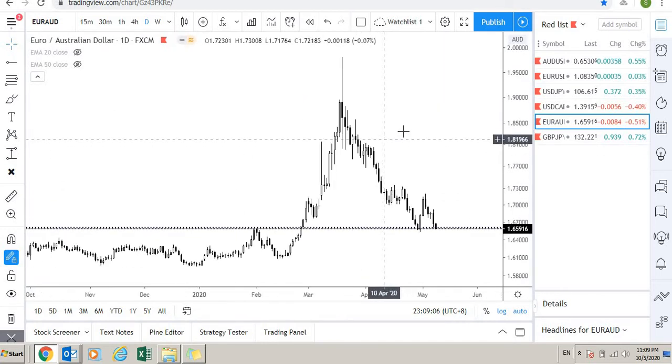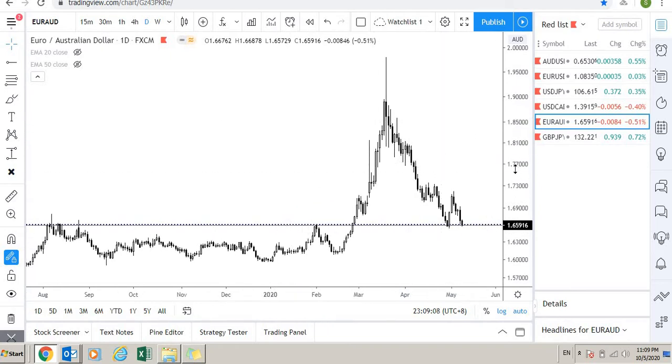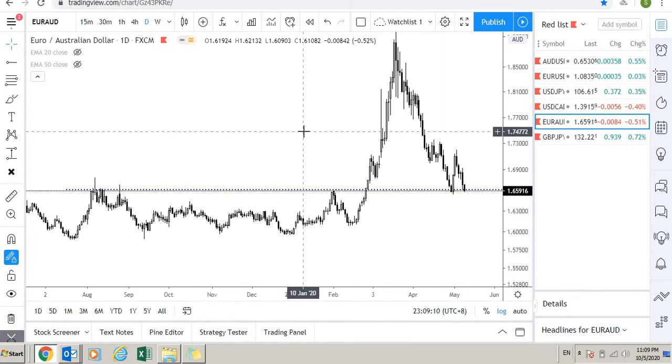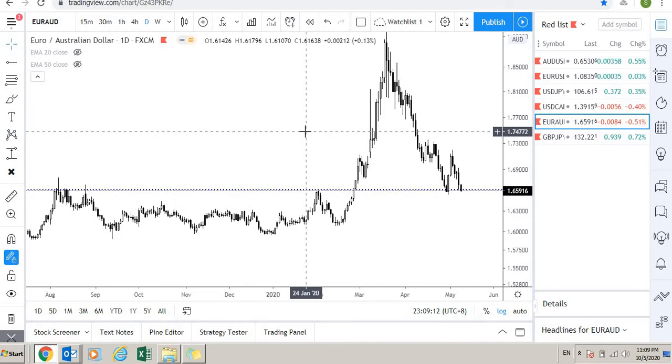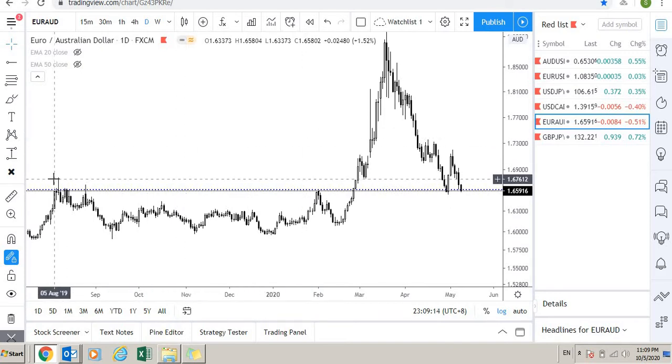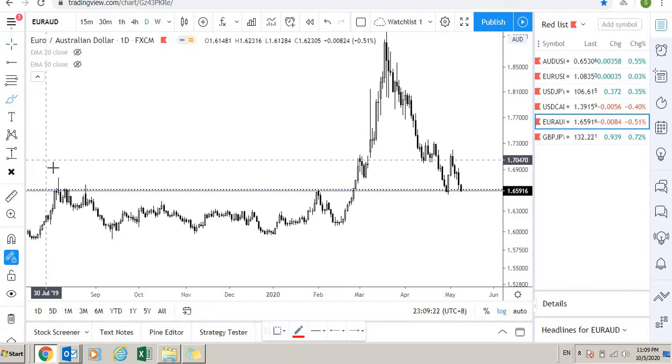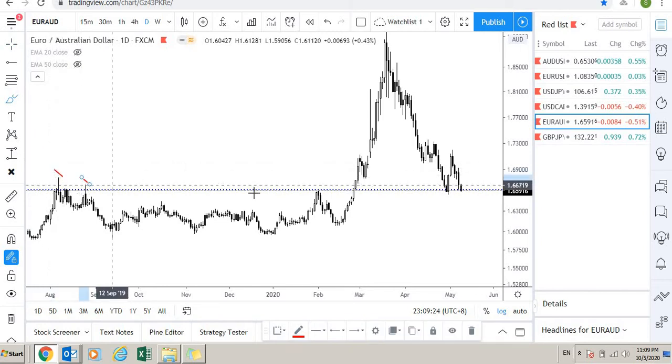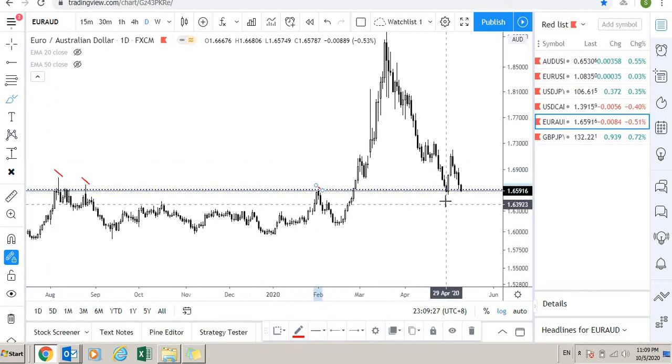For the Euro AUD, what I want to highlight is that it is entering a long-term major support area. This support area goes back to August last year, August 2019. We can see the price has had 1 rejection, 2 rejections, and 3. Then the most recent also rejected at the same area.